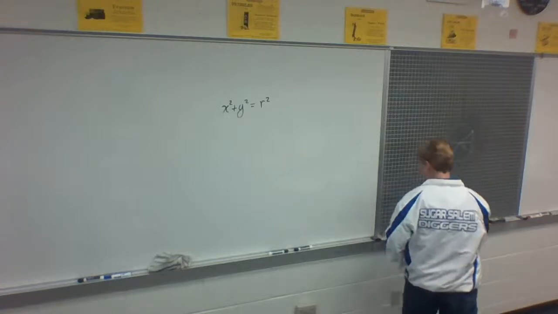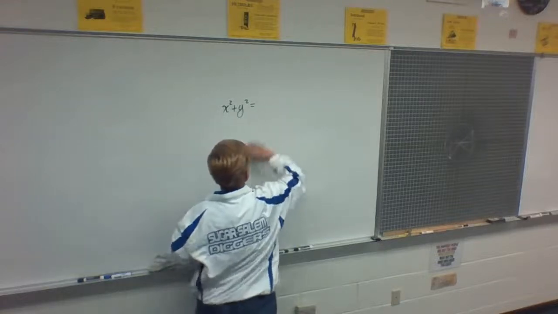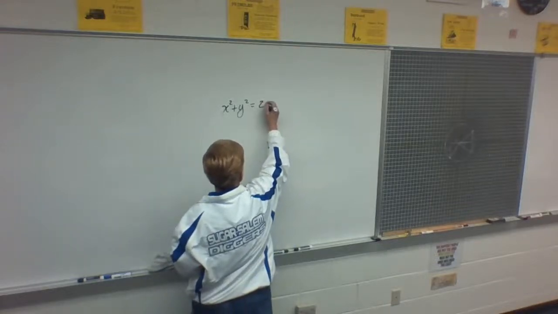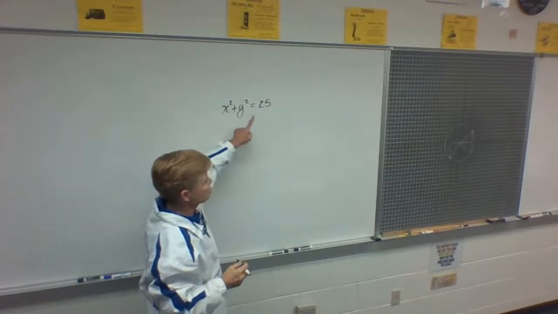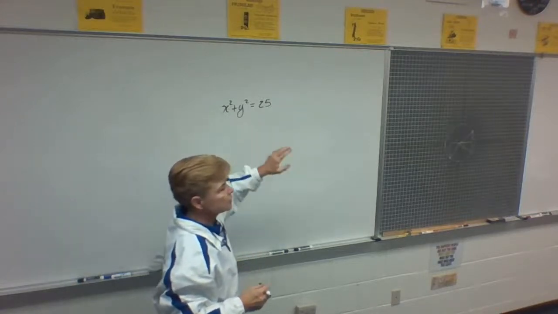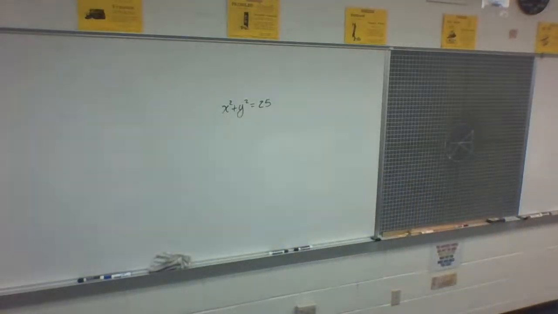If you didn't follow that entirely, it's okay. The particular one that we were just looking at has a radius of 5, so we would put a 25 here. That's a circle centered at the origin with a radius of 5. Now, it's got an x squared and a y squared on it. So look at example 6.